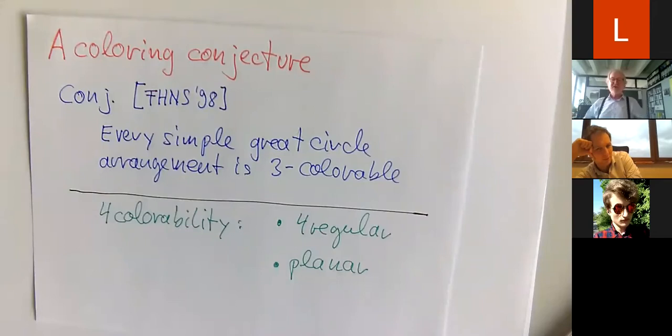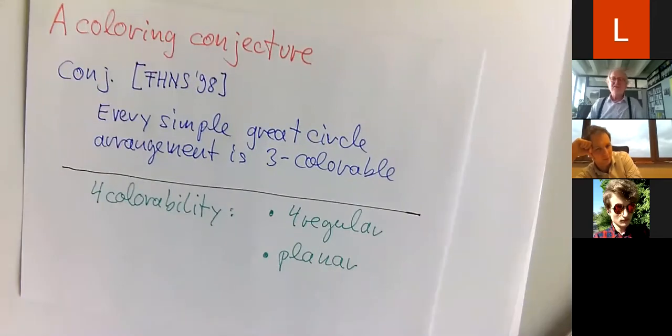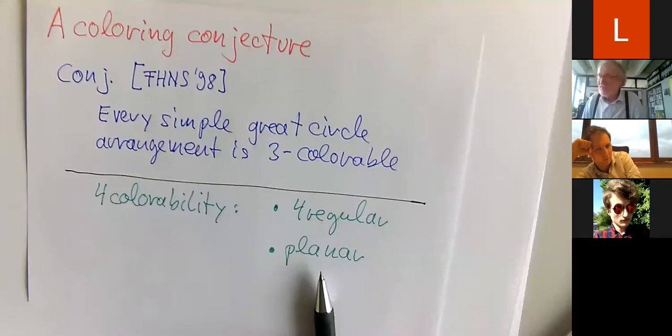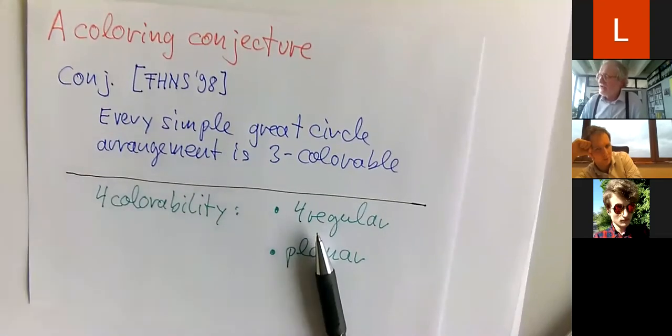And just as a remark, it's very easy to see that it's four colorable. You have two ways of doing it. One way is you just observe that the graph is planar, and planar graphs are four colorable. The other one is you say it's a four regular graph, and it's not a complete graph, so by Brooks' theorem we know that it's four colorable.